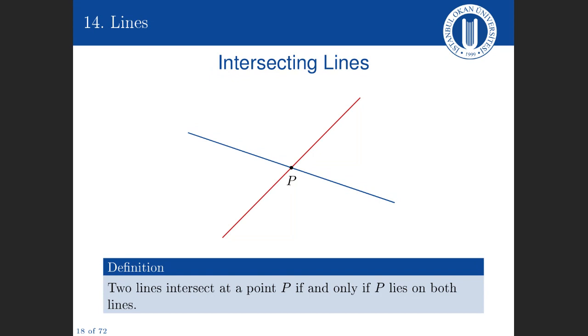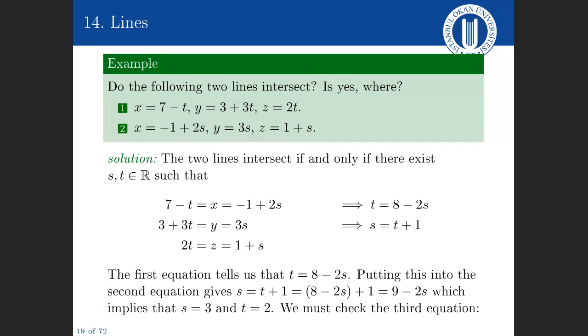We should talk about intersecting lines. Two lines intersect at a point P if and only if P lies on both of the lines. So for example, here are equations of two lines, and the question is, do these two lines intersect? If the answer is yes, where do they intersect?